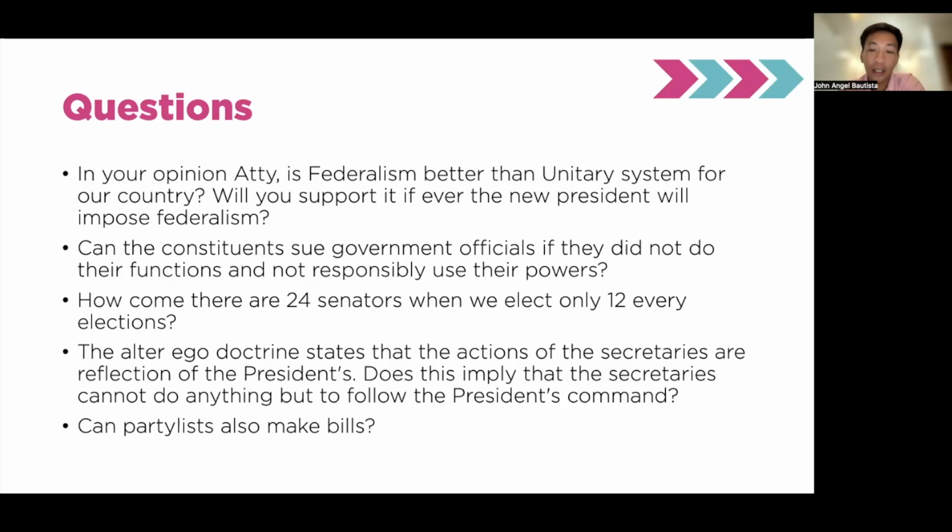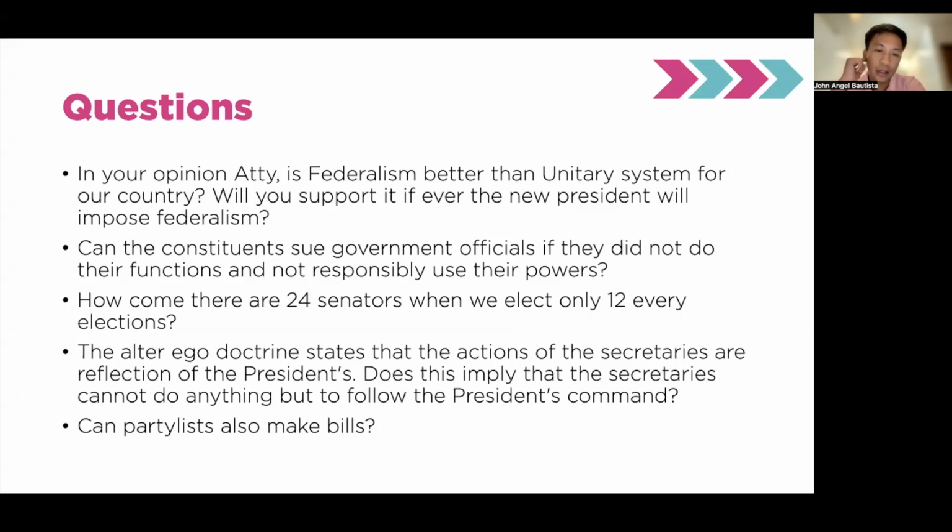How come there are 24 senators when we only elect 12 every election? This is a common sense question, but a common mistake really. Di ba every 3 years nagkakaroon tayo ng senatorial elections? So 12 ngayon, kunwari 2022, by 2025 we elect another 12. Mag-expire naman yung term ng iba na na-elect noong 2019. So ganun lang siya salit-salit. Kaya at any given time, meron tayong 24 senators, pero we only elect 12 senators every 3 years. Kasi di ba 6 years ang term nila?